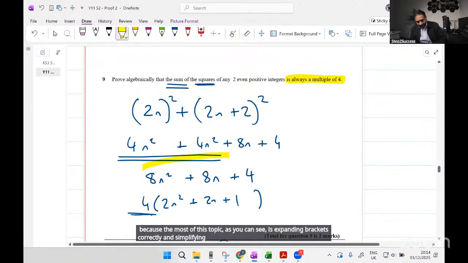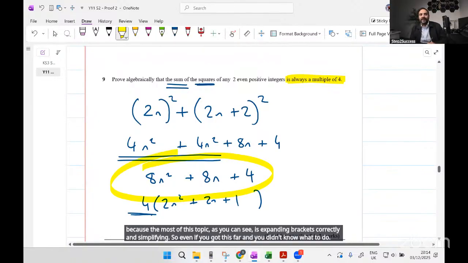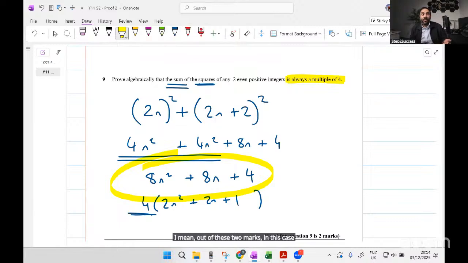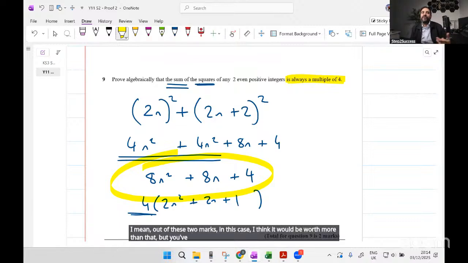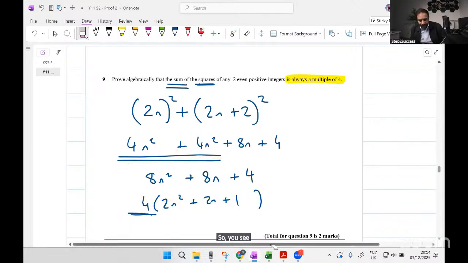So even if you got this far and you didn't know what to do, out of these 2 marks in this case, I think it would be worth more than that. But you got one of the marks anyway for correctly getting that far. So you see what I mean? It's not the end of the world.